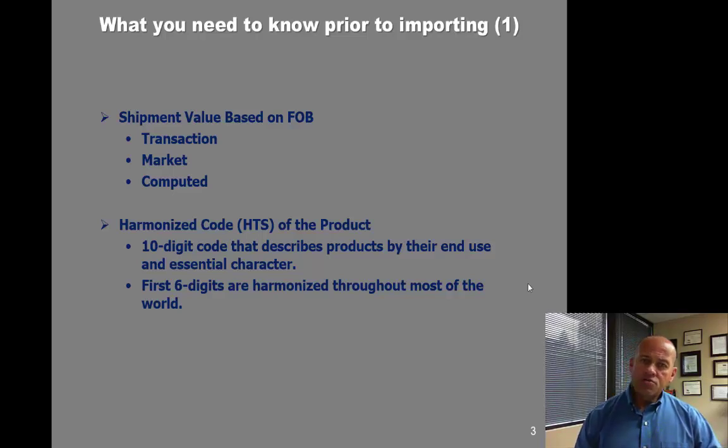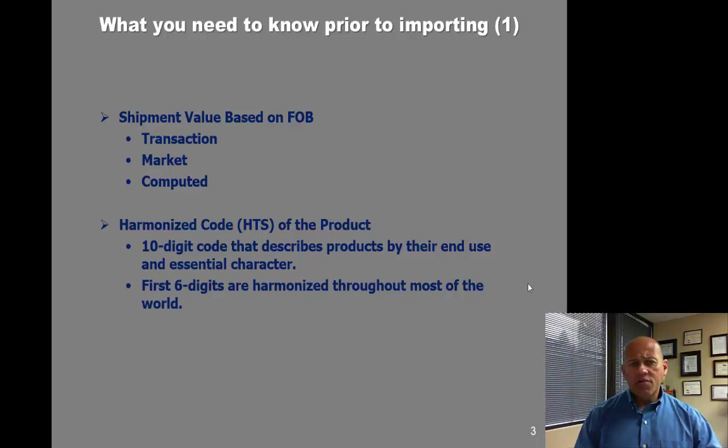Now, in a lot of countries, we go to 10 digits. So, for example, in the US, we go out to 10 digits. Now, the first 6 digits are harmonized throughout the world, but those last 4 digits can vary. So, for example, the last 4 digits of a harmonized code in China might be different from very similar goods in the United States. So it's very important to understand what the right harmonized code is.